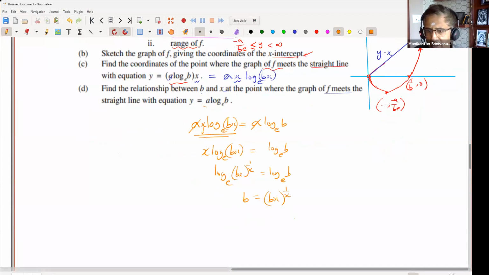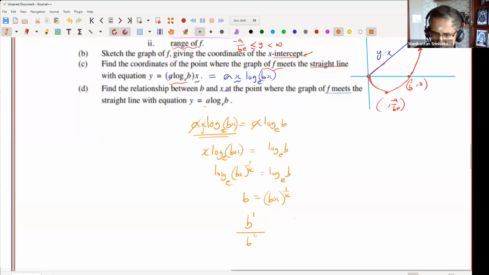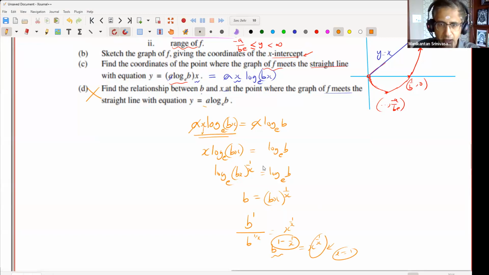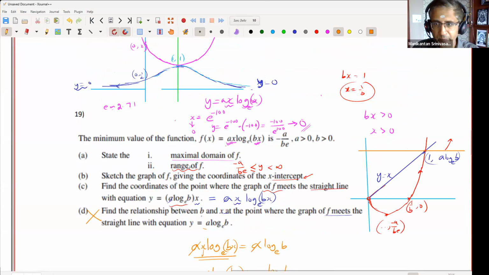Yeah, I mean, you can just leave it at this point, I guess. So we can just say maybe b power 1 by x equal to x power 1 by x. So we can just say b power 1 minus 1 by x equal to x power 1 by x. Something like this, but it's very obvious that x equal to 1. If x equal to 1, then you can see the right hand side is 1. b power 0 is also 1. We cannot determine b. Okay, so ignore this question, guys. Not a good question. He probably meant to ask something else, but he fumbled. Okay, that was question 19.